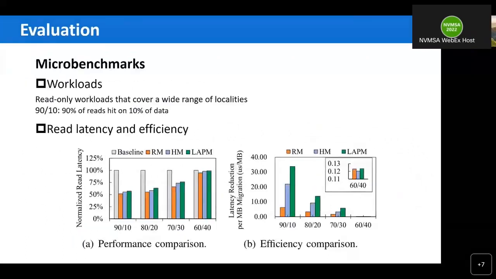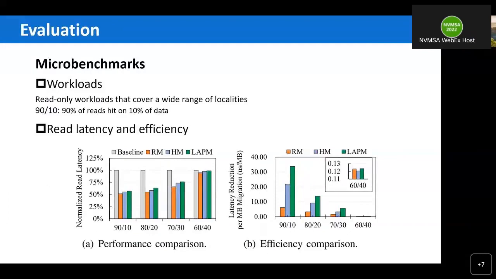For synthetic workloads, we mainly focus on the impact of workload locality on read performance. There, 90-10 means 90% of reads hit 10% of data. From the left figure, we can find that all strategies work well, and the more skewed, the better the performance.